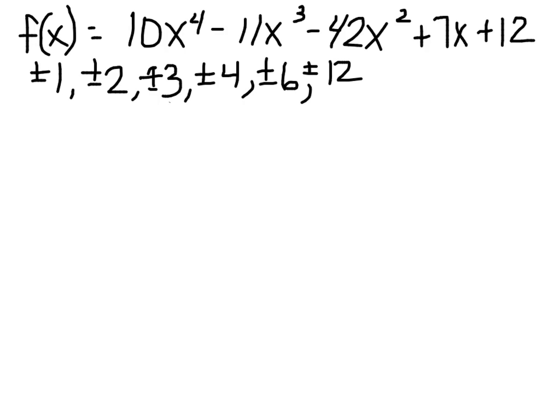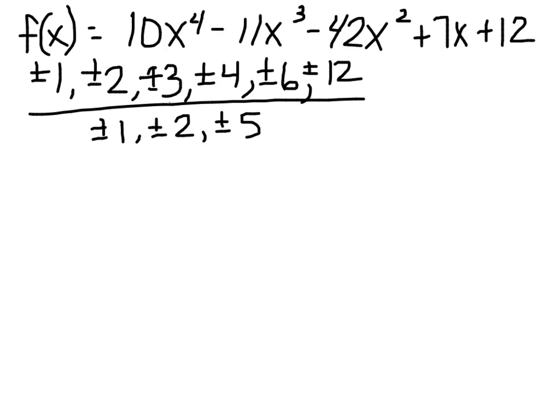Okay? Now, what times what gives you the lead coefficient? Plus or minus 1, plus or minus 2, plus or minus 5, plus or minus 10. Because what times what gives you 10 is 1 and 10, 2 and 5. Anything else that I missed? No? Okay, now here's the way that you come up with the list. Every one of the tops divided by every one of the bottoms. This list is going to get big.